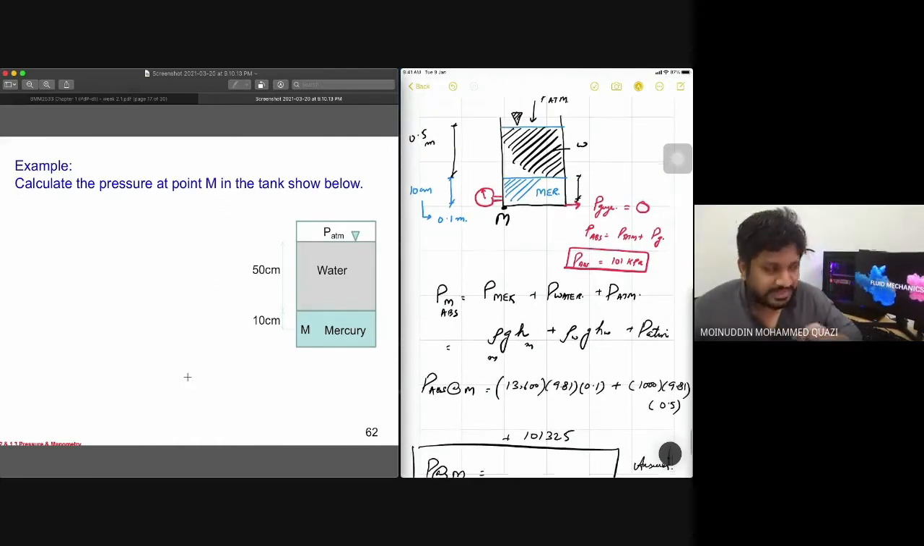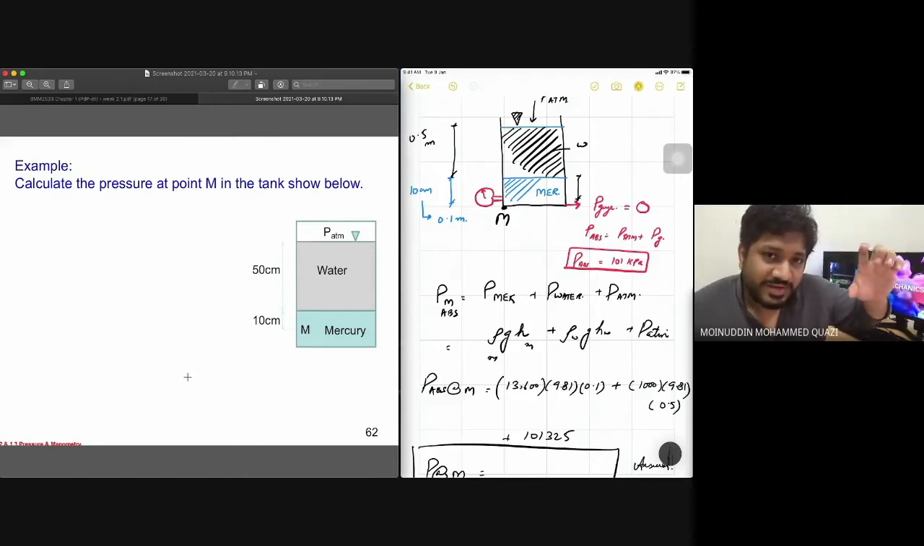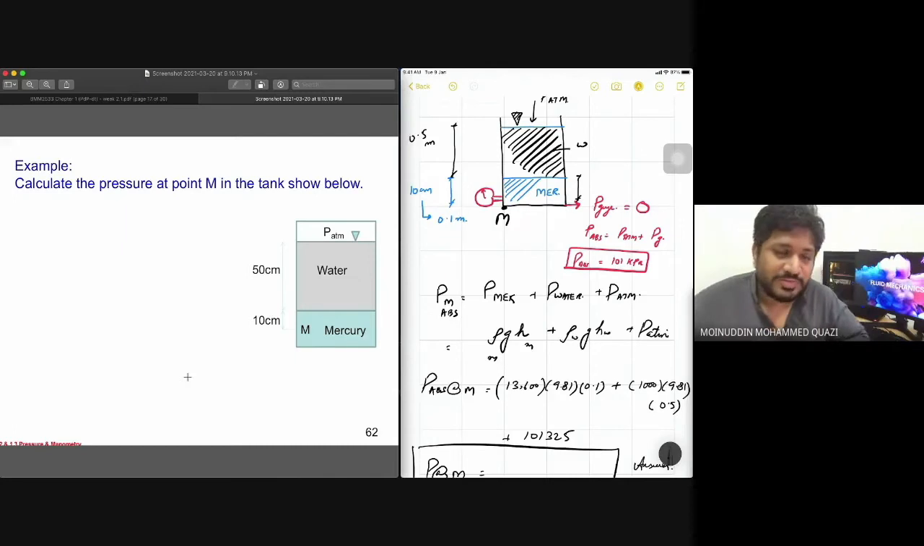So this is the concept. As we move down, it depends on what kind of fluid we have, and then we multiply the density of that fluid with the height. Then for the second fluid, the density, height and gravity. So all of them add together as we move down. Okay. So I hope you guys can understand this problem.